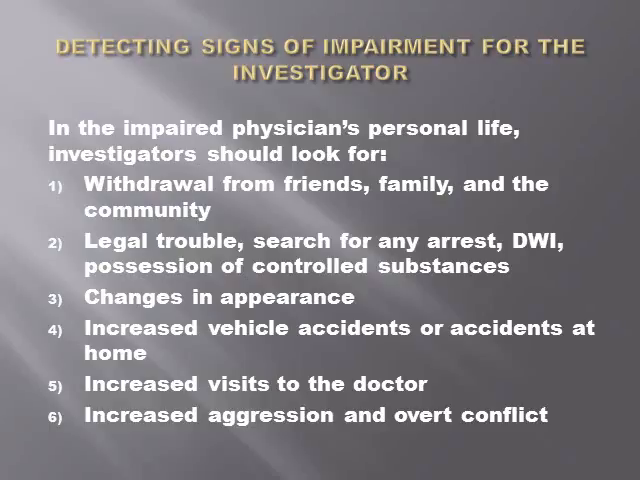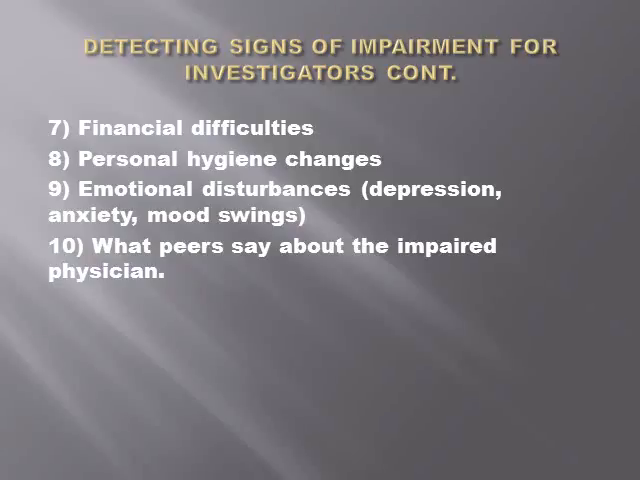Number 6, increase in aggression and overt conflict. Number 7, financial difficulties. Number 8, personal hygiene. Number 9, emotional disturbance, depression, anxiety, mood swings. And number 10, what peers say about the impaired physician. You can learn a lot from talking to other people that the impaired physician surrounds himself with, or the distance that he puts between his friends or colleagues.